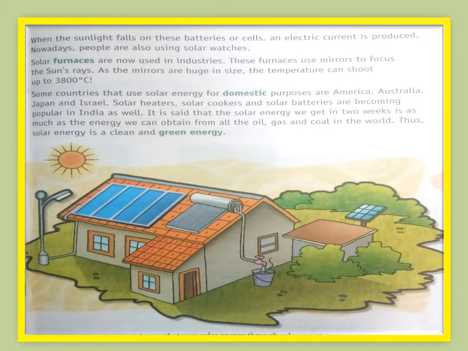Solar furnaces are now used in industries. What are furnaces? Large closed containers in which fuel is burned for heating a building or for an industrial process, industrial production. In these solar furnaces, by absorbing the sun's heat, the furnaces will work. These furnaces use mirrors to focus the sun's rays.